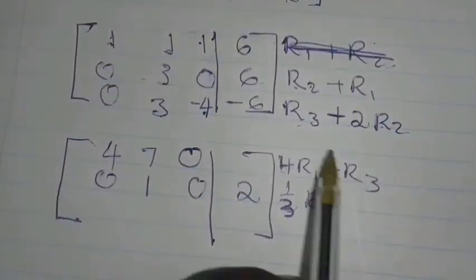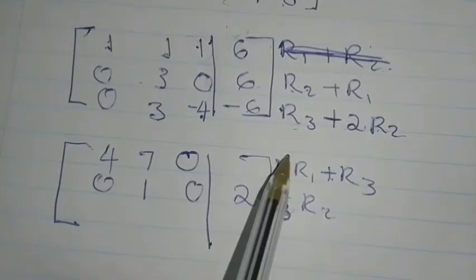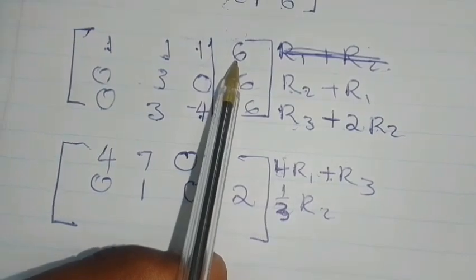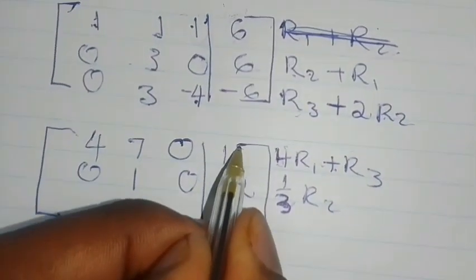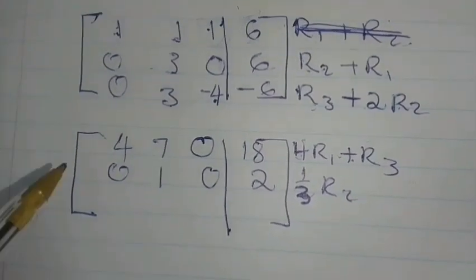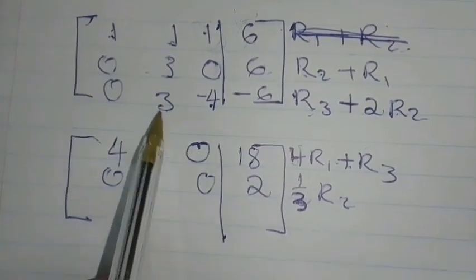And remember, you have to make that change here as well. So we have 4 by row 1, which is 4 by 6, which gives us 24. And then we add it with minus 6, which is going to give us 18. So we have something like this. And now we want to obtain a 0 here as well.